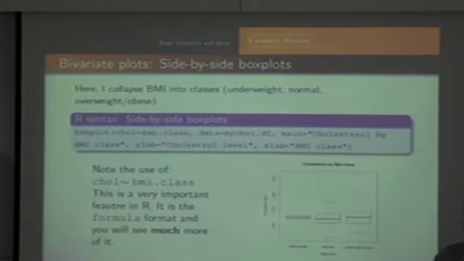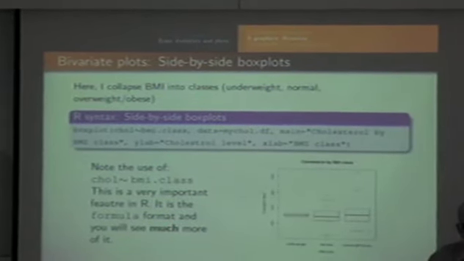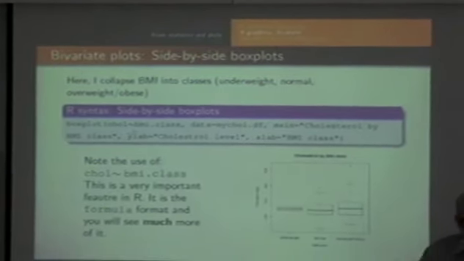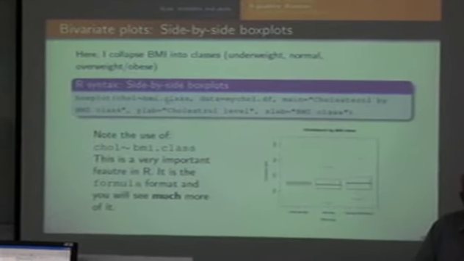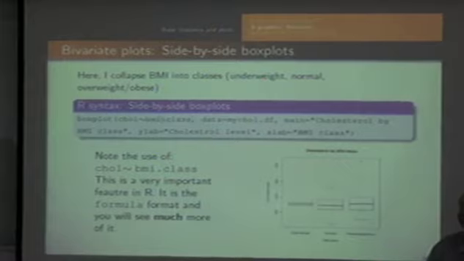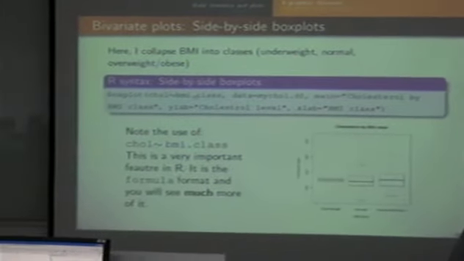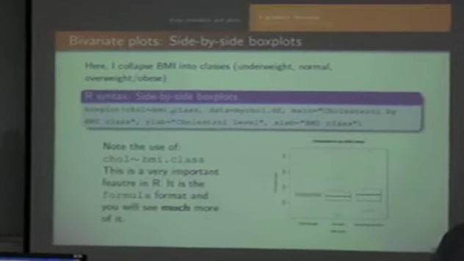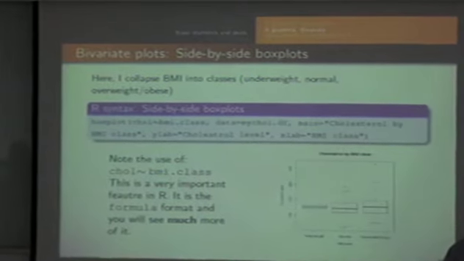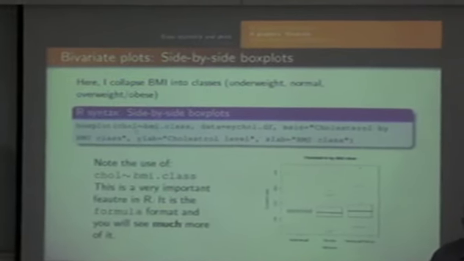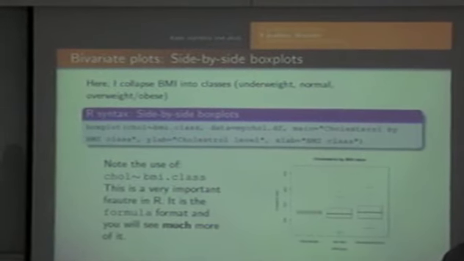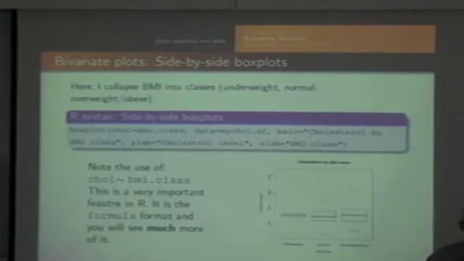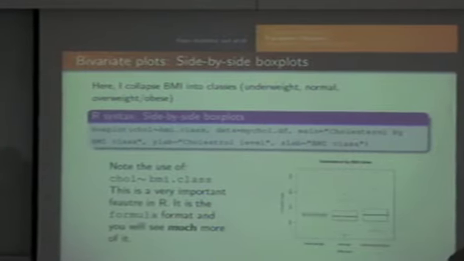So a side-by-side box plot: my Y variable, squiggly line, tilde, BMI class. Just note, this format is very important for modelling. You're going to see this about 10 times today. Y tilde X. Okay? That's a formula. So when we specify our models, we're going to do exactly that.